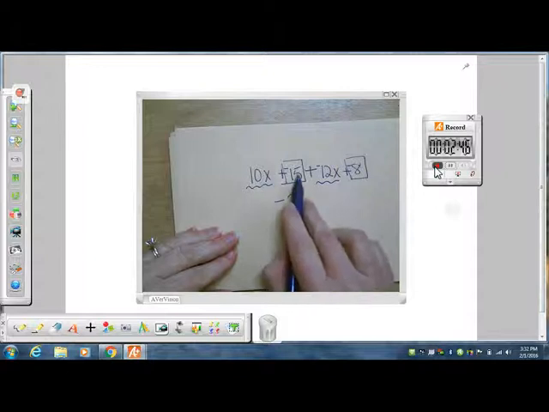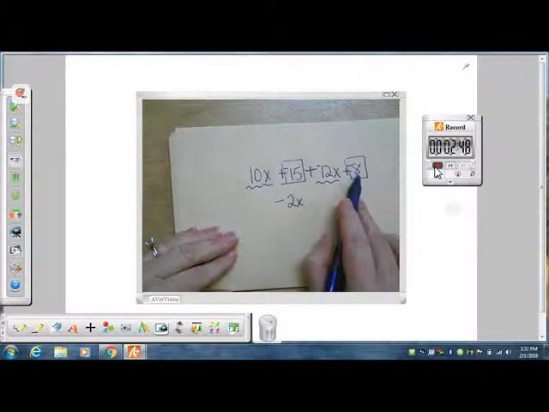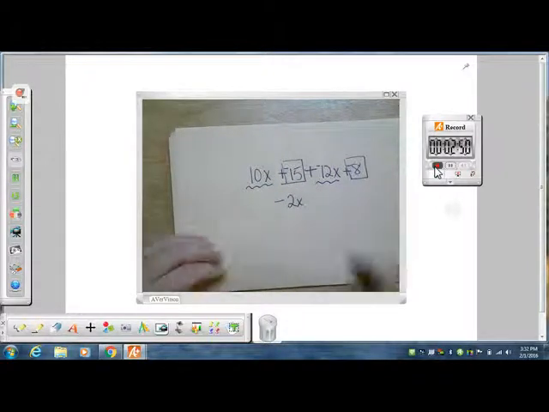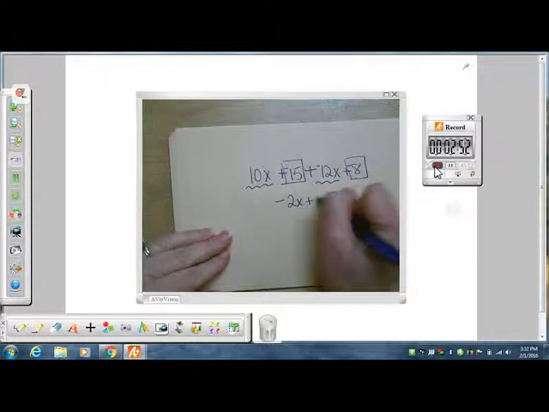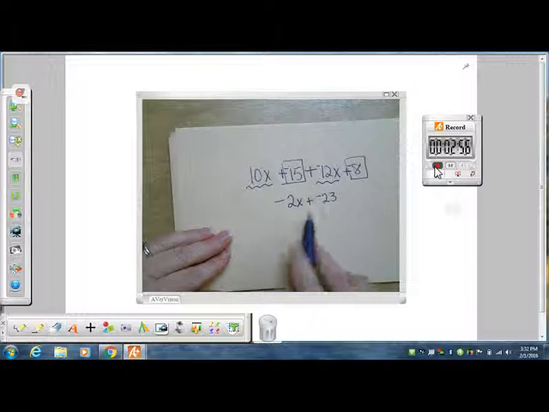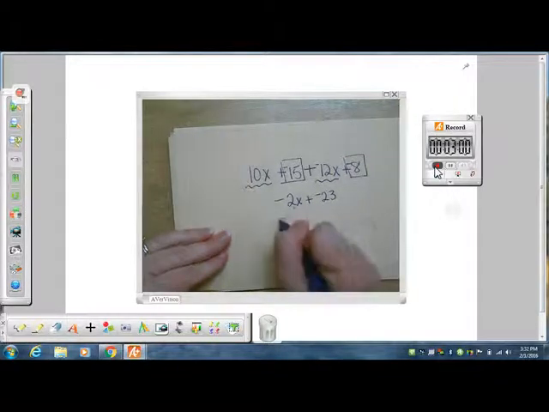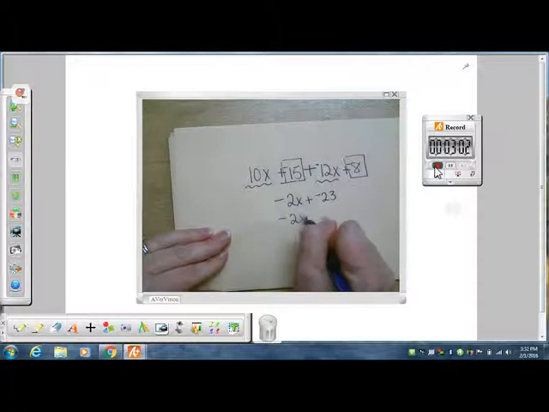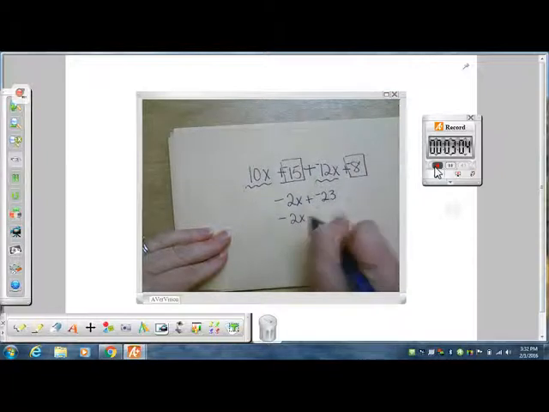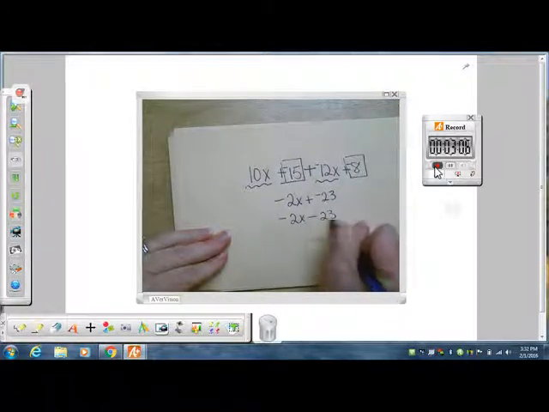And then I have negative 15 and negative 8. Well, they're both negative, so we just add and keep the sign. So I've got plus negative 23. Again, we don't like to say plus negative, so we go back and we change that. So instead of that, we would put negative 2x, and instead of plus negative 23, we would just put minus 23.